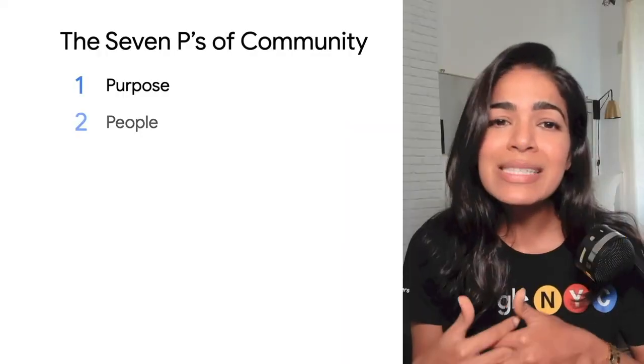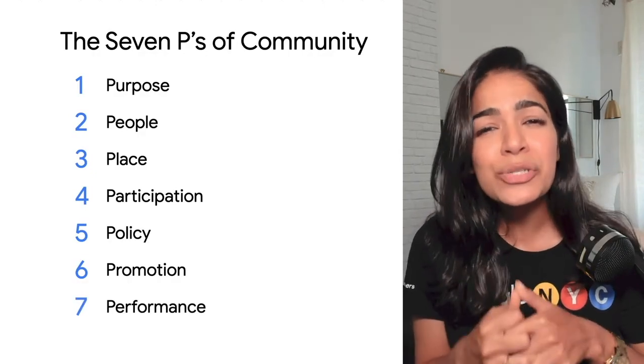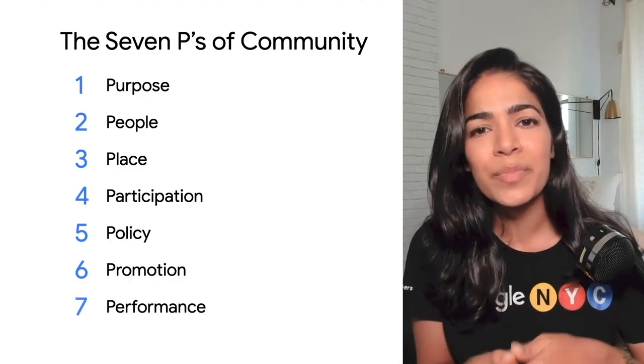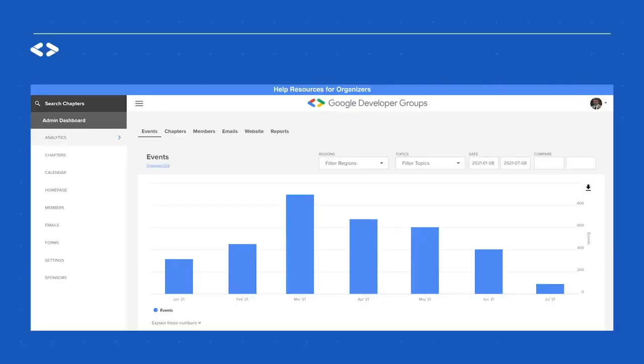Third, use the 7 Ps of community and build a vision and plan for your chapter and choose the best activities for it. You'll learn more about the 7 Ps in a video later in this pathway. Finally, check out the Google Developer Groups event platform, which lets you manage events and other aspects of your chapter. You also learn how to use the platform in Code Labs later in this pathway.